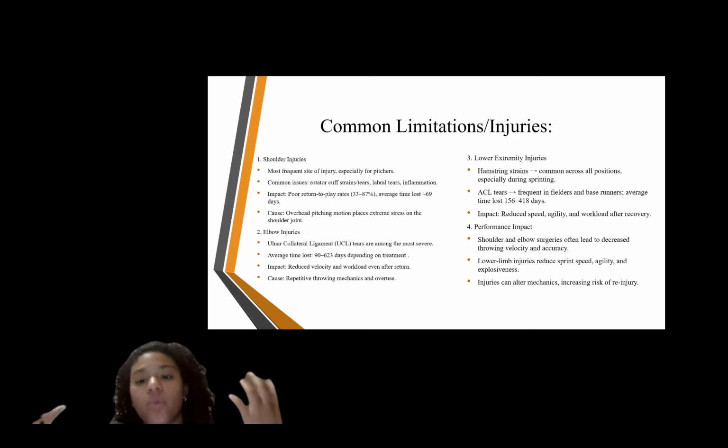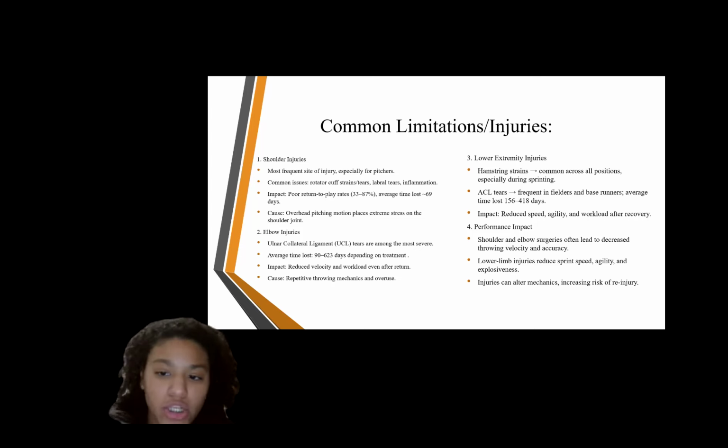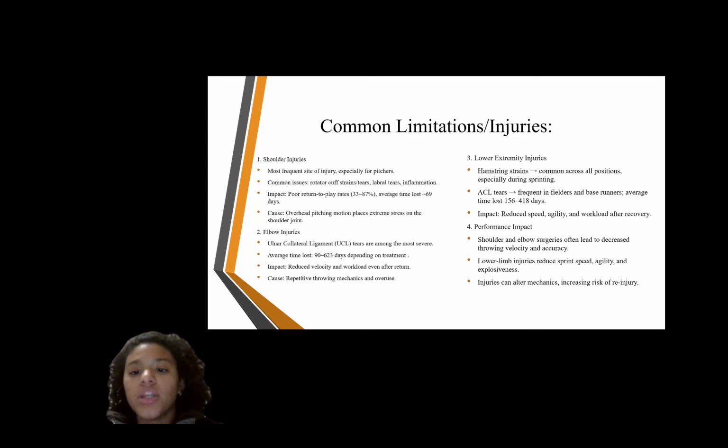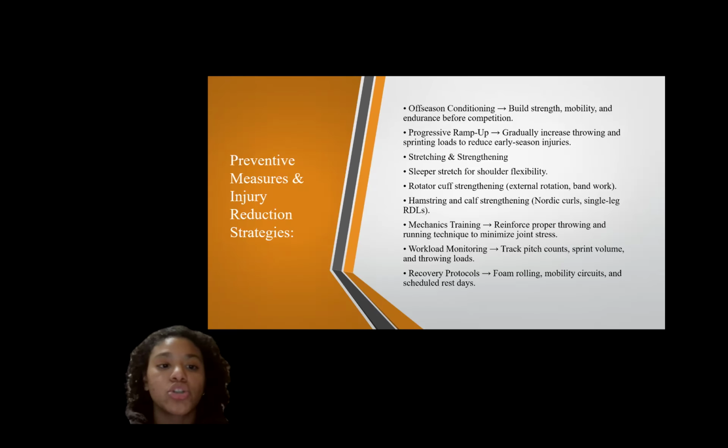And then, of course, the performance impact would be that shoulder and elbow surgeries often lead to decreased throwing velocity and accuracy. Lower limb injuries reduce sprint speed, agility, and explosiveness. So injuries can alter mechanics and increase risk of re-injury, which is extremely important because then we have preventive measures and injury reduction strategies.